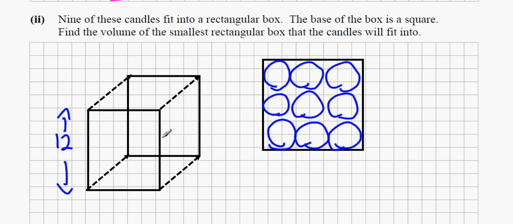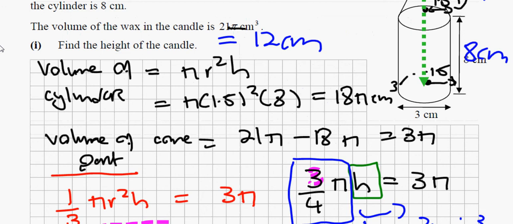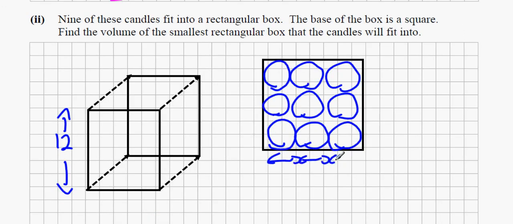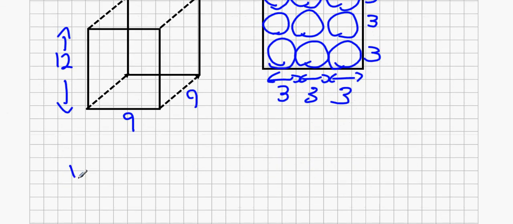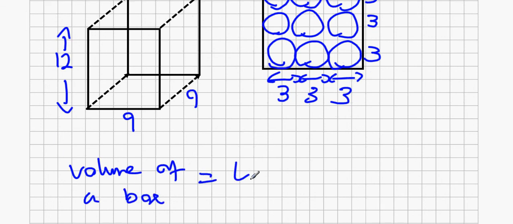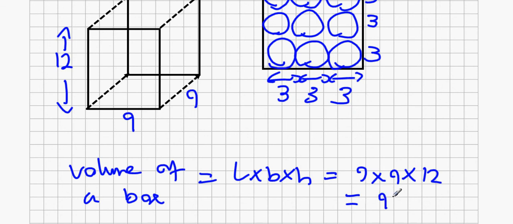Then what I know from the previous question is each candle has a width of 3 centimeters. So that's going to be 3 by 3 by 3, which gets me my 9 centimeters here. And then another 3, another 3, another 3, and that's going to get me my 9 here. Find the volume of the smallest rectangular box. The volume of a box, remember, this is not in your notes, is length by width by height, or length by breadth by height. It doesn't matter which one's which, so 9 by 9 by 12. And what we get here is 972 centimeters cubed. Right, so it wasn't a bad question really. Alright.